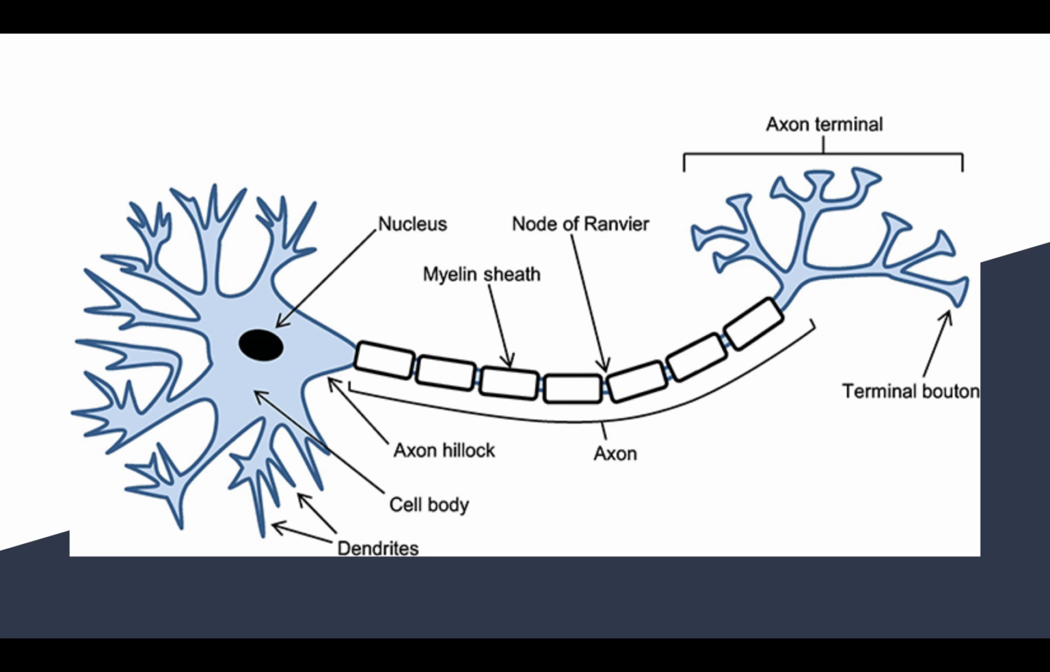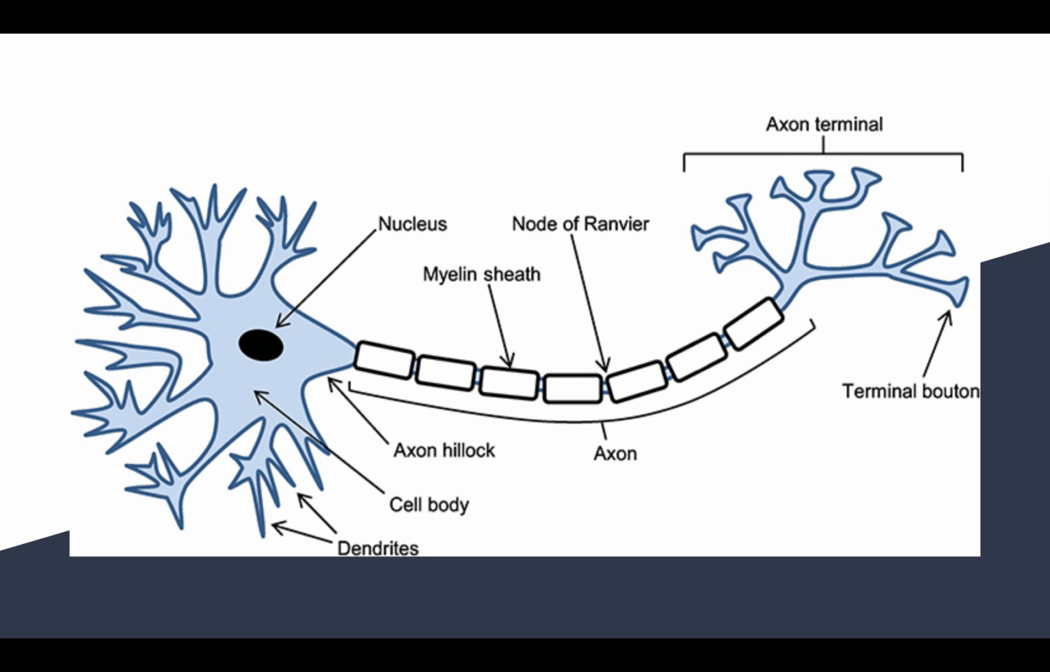Moving on to the types and functions, there are three types and functions. The first one is a sensory neuron. They are responsible for receiving information from different sensory receptors in the body and then convert it to an electrical signal that can be received by the central nervous system.